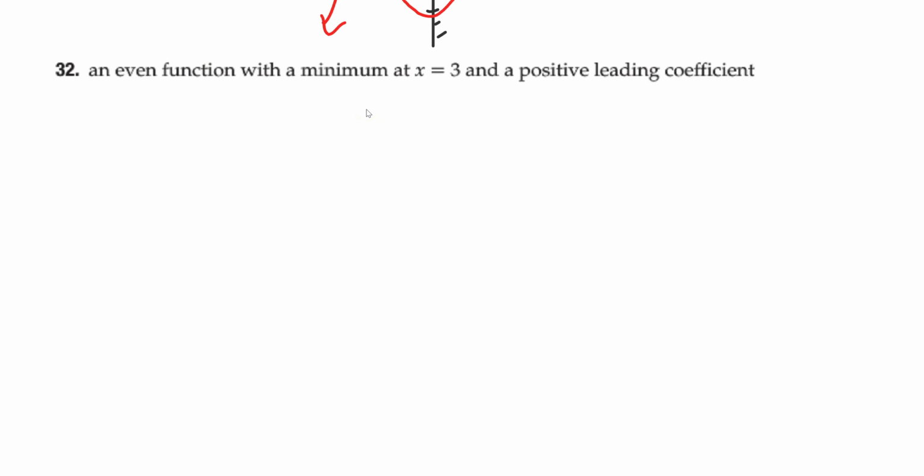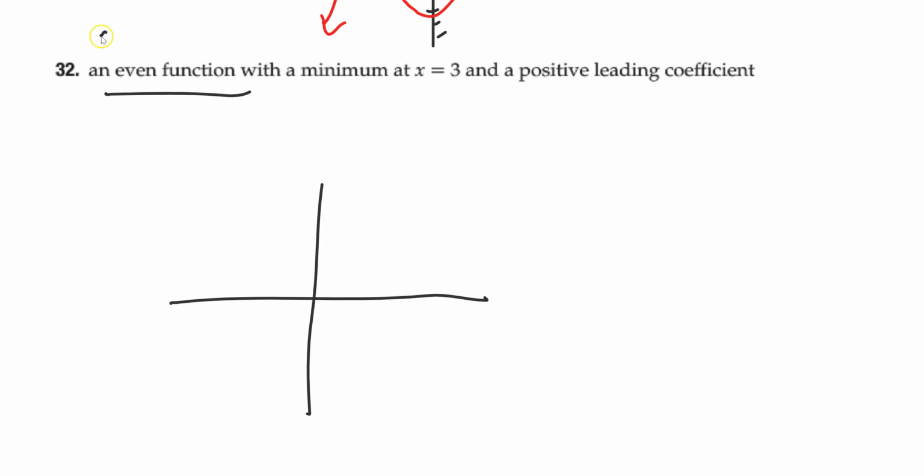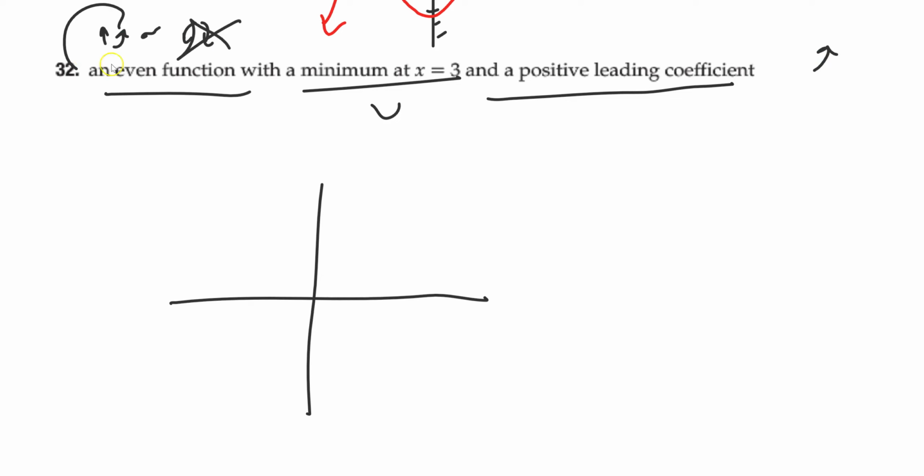Let's do one more. An even function with a minimum of x equals 3 and a positive linear coefficient. So this one doesn't give us that much. It's an even function, so we should know it looks like this, or it looks like this. It has a min at 3, so that 3 is a low min, and a positive linear coefficient. Remember what that means? That means you start on the top right. So it can't be this one, it has to be this one, because the linear coefficient means you start on the top right. So that's all we have to go with.